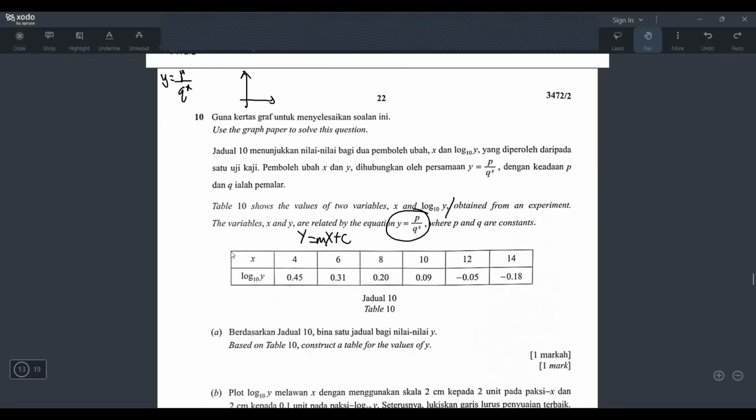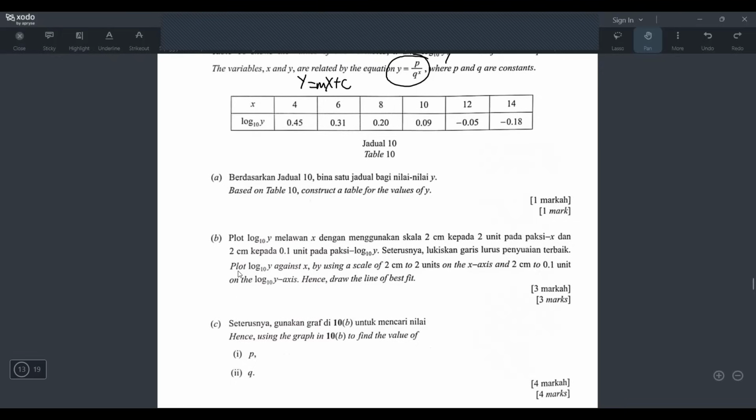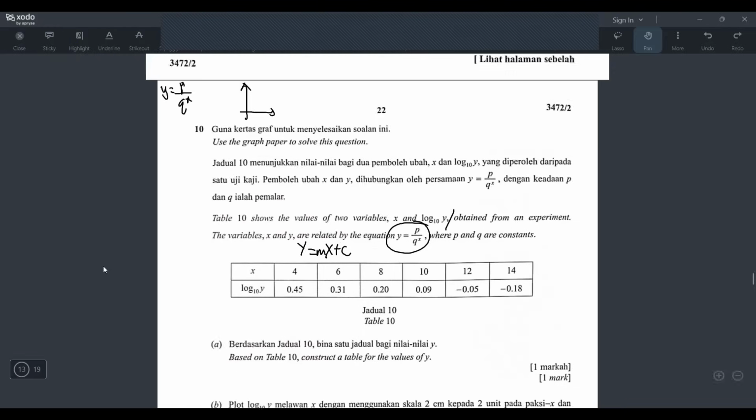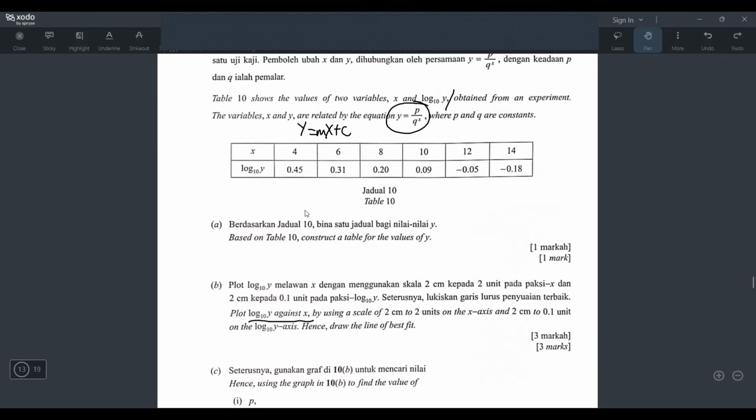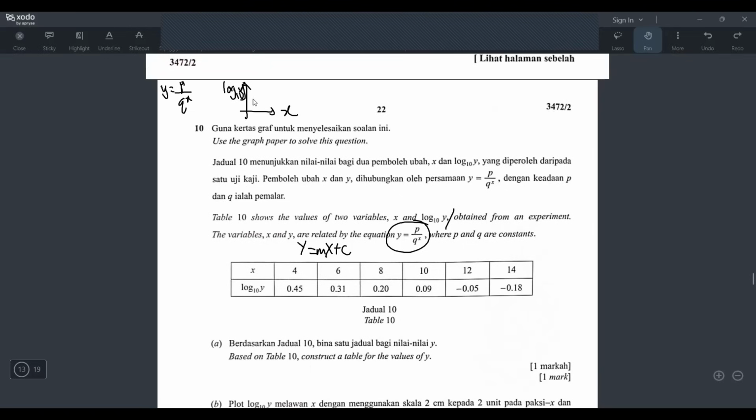Very easy. You just look at part B, and then they will say plot what against what, right? From here you can know what is at the y-axis. So if they say log y against x, it means the y-axis is log y base 10, and the x-axis is x. So remember when we do linear law, we can always refer to this to determine what is the y-axis and the x-axis. So now we already know the y-axis is log y.